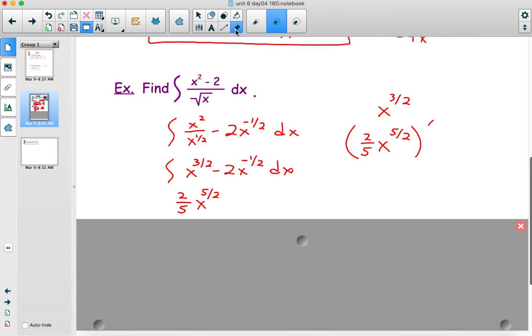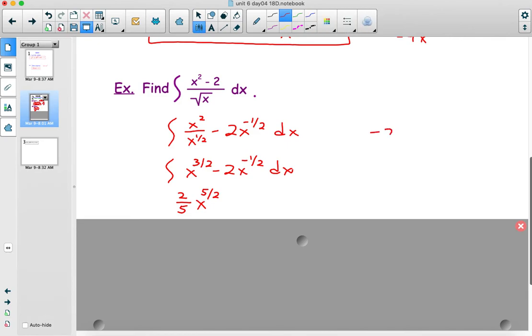I have negative 2x to the negative 1/2 power. So don't concern yourself too much with the constants in front. Let's first of all figure out the power rule. If I add 1 to the exponent, negative 1/2 plus 1 gives me x to the 1/2 power. Now when I take the derivative of x to the 1/2 power, I get 1/2 x to the negative 1/2 power. So let me offset that exponent 1/2 with a 2 over 1. And let me also remember that I had a negative 2 in front.